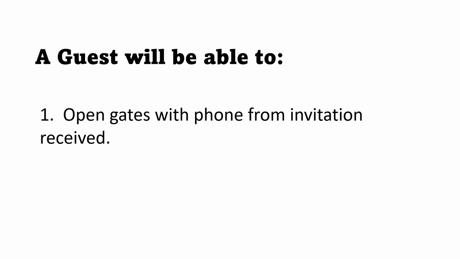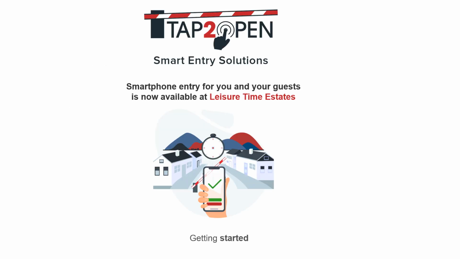Now, let's talk about the Tap2Open welcome email. The administrator will obtain all the emails of the residents of the HOA. He will send what is referred to as the welcome email. Now, this email will be received by the residents and will look similar to what you see here on the screen. When they open this email, it will list several simple steps that they'll need to do in order to download and use the Tap2Open app.